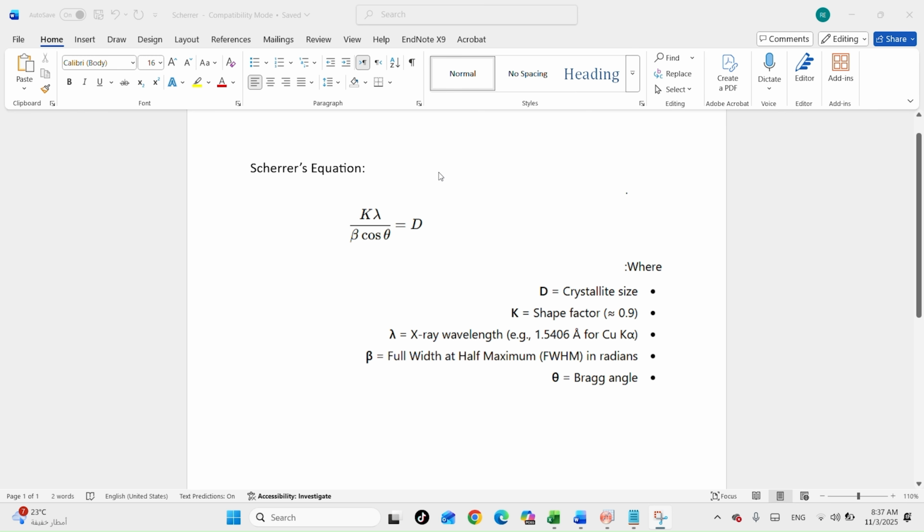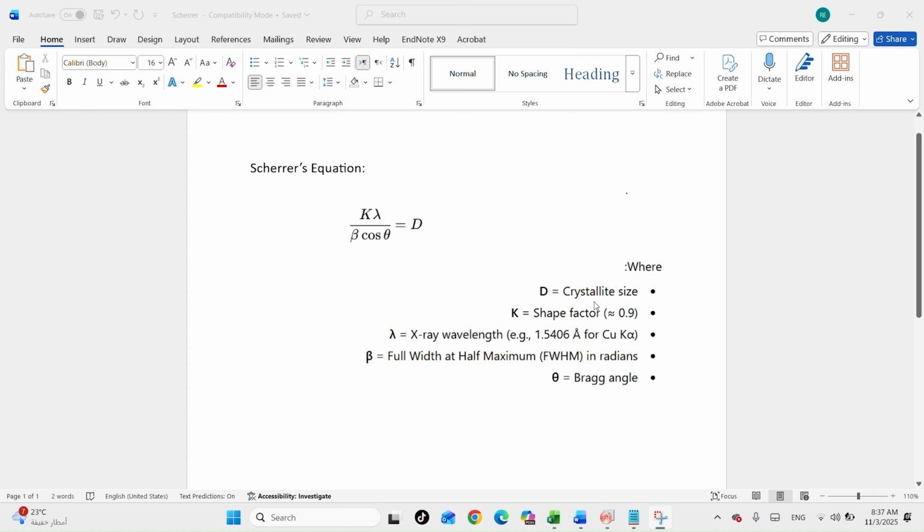First, to calculate crystallite size from XRD data, we need to get from the graph the full width at half maximum, and then we will utilize the value to calculate the crystallite size. We calculate it by using the Scherrer equation. Here is our equation: D is equal to K multiplied by lambda, all over beta cosine theta.